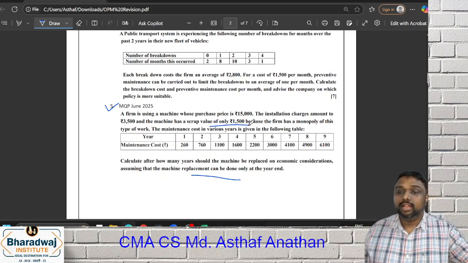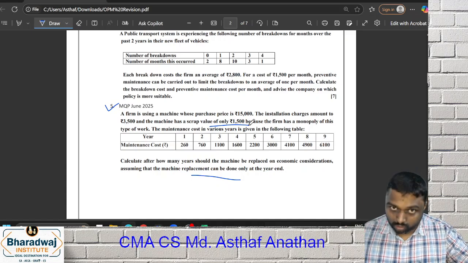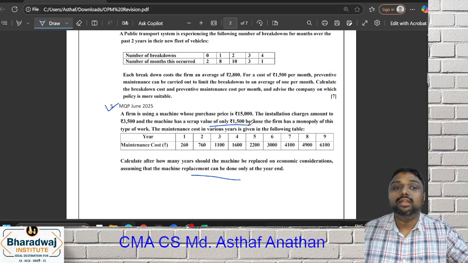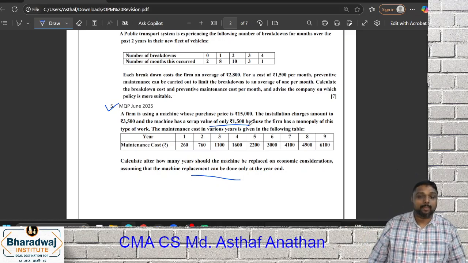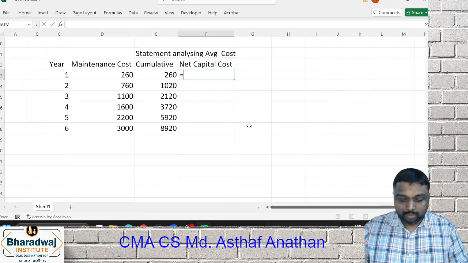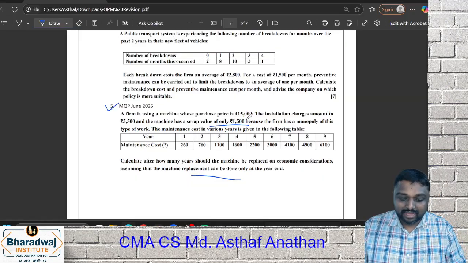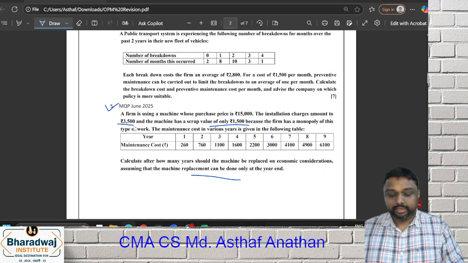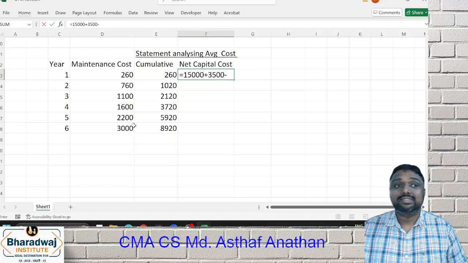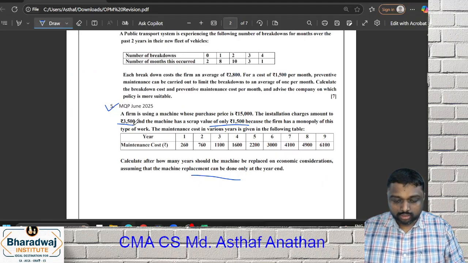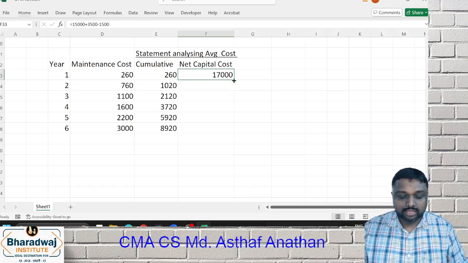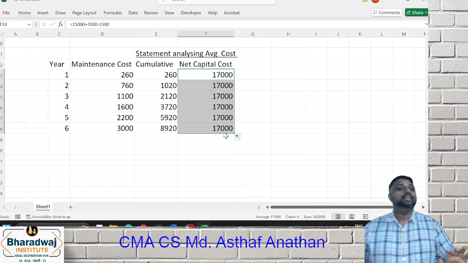What is the meaning of that? You can sell in year 1, year 2, or year 10, and in all the years the scrap value is the same. Since the scrap value is the same, you can do net capital cost very easily. Purchase price is 15,000, plus the installation cost of 3,000. This is your actual purchase cost. You have to subtract the scrap value, which is 1,500, and then you will get the net capital cost.